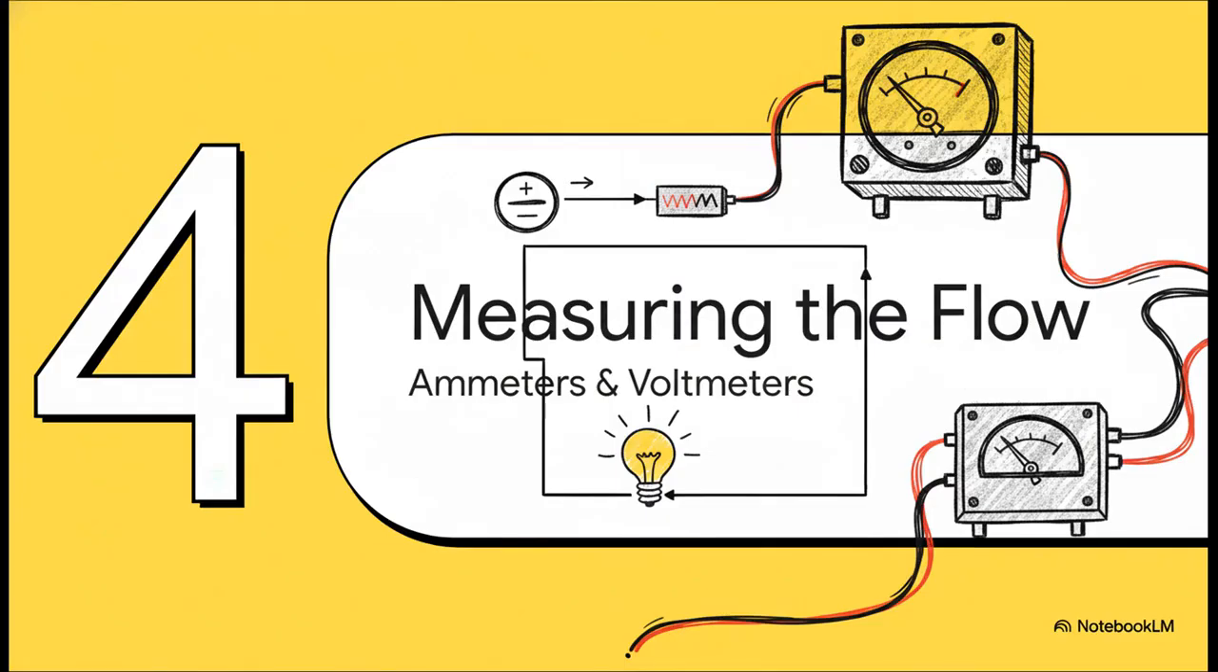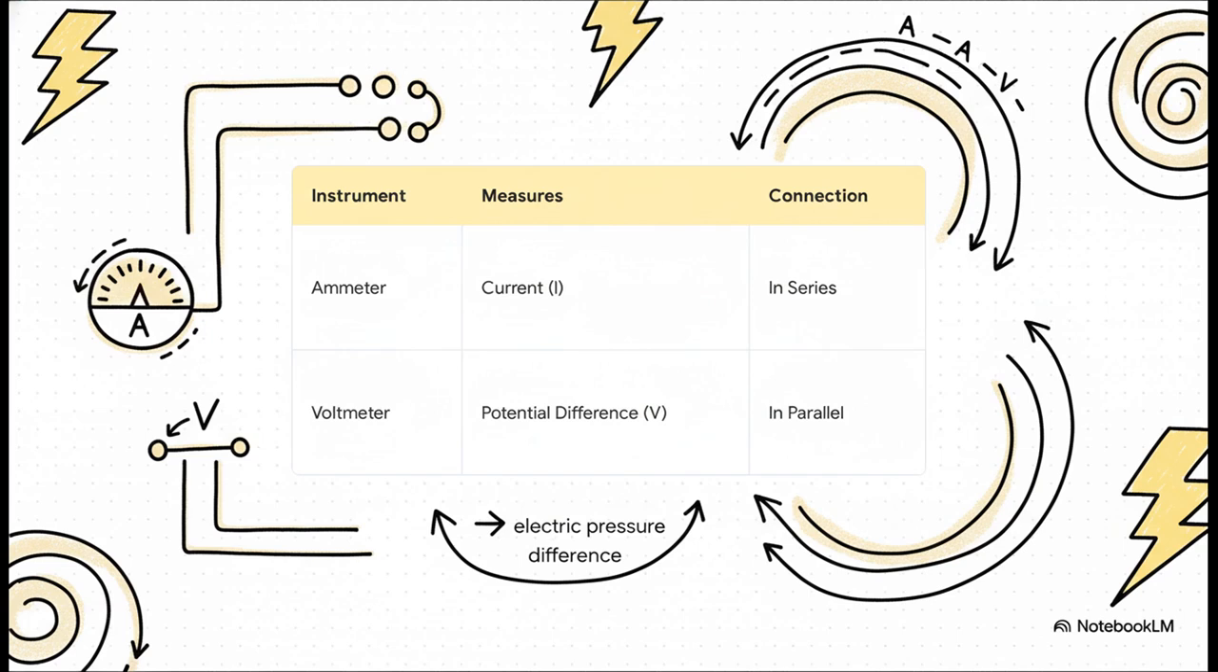Okay, so we've understood the concepts of current and potential difference. But in a real lab, how do we measure these quantities? Let's look at the special instruments we use. We use two main devices. An ammeter measures current, and a voltmeter measures potential difference.